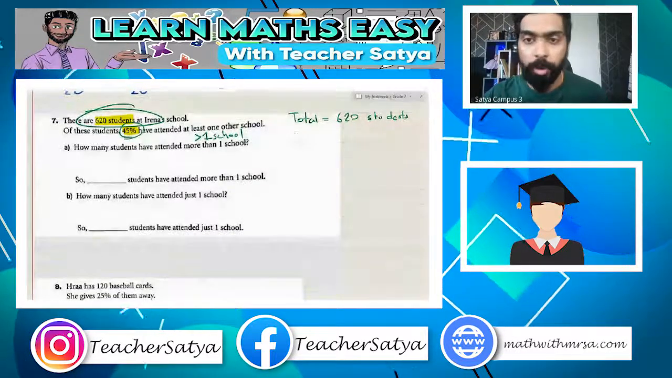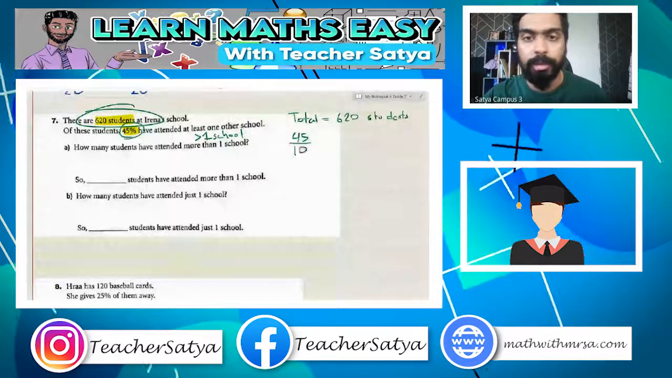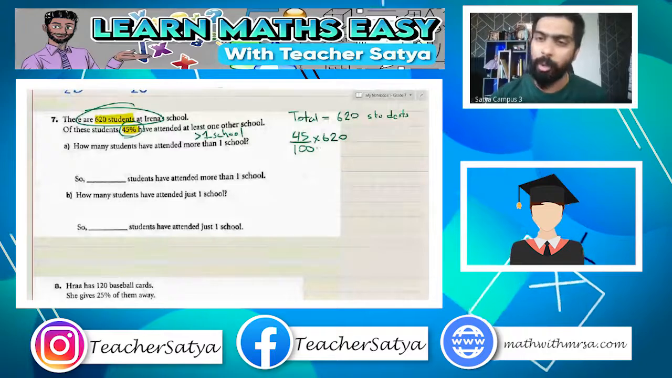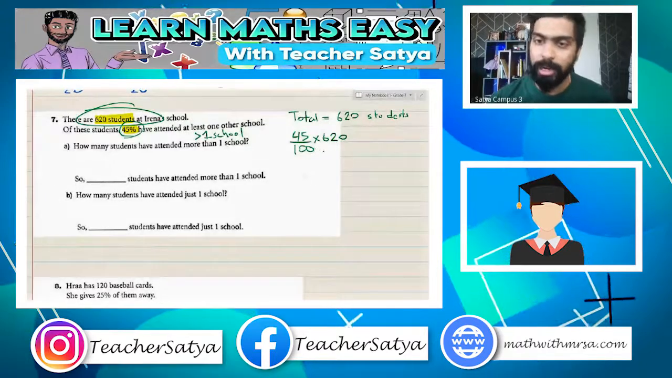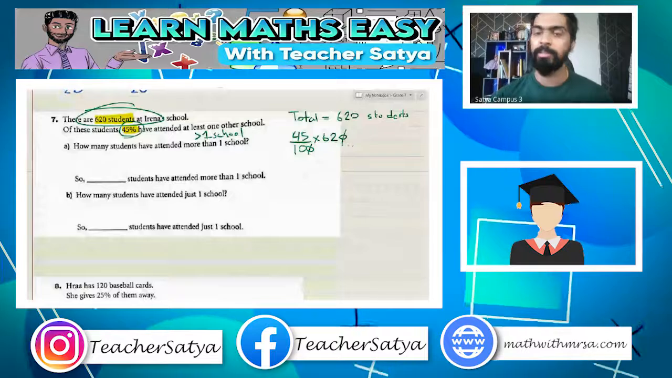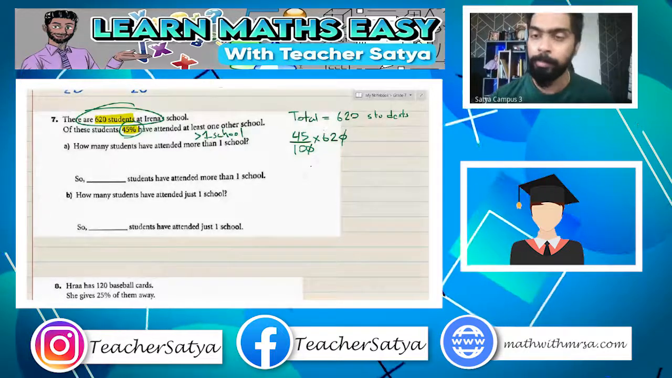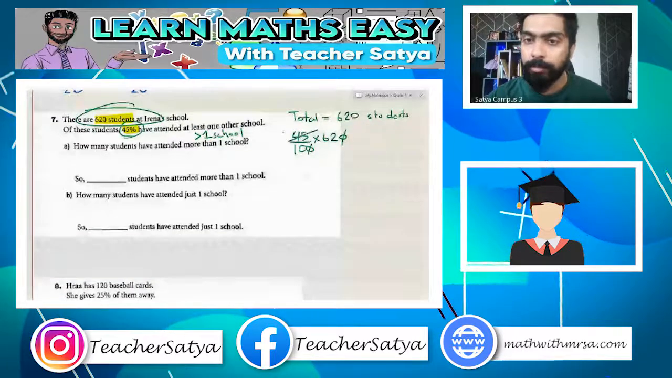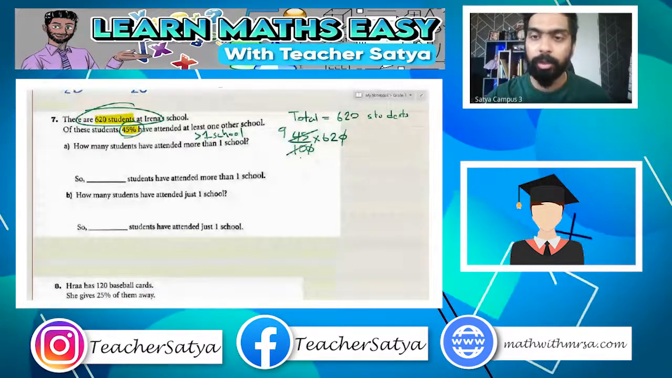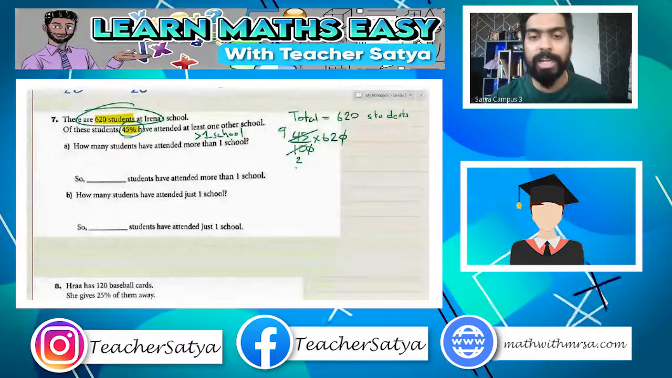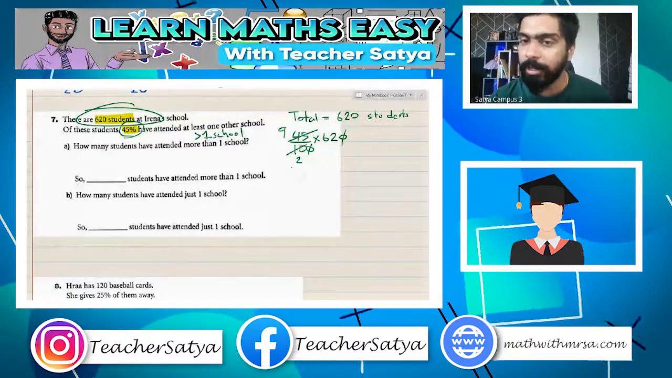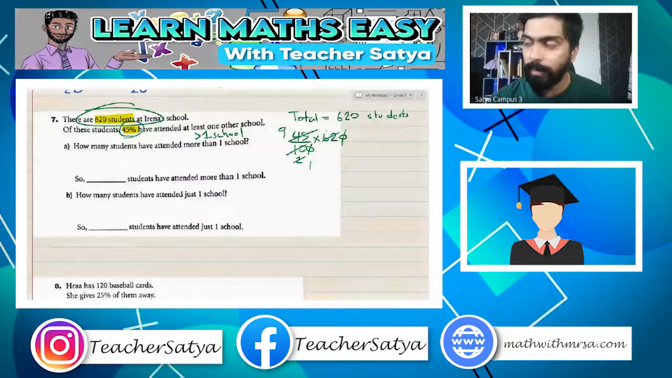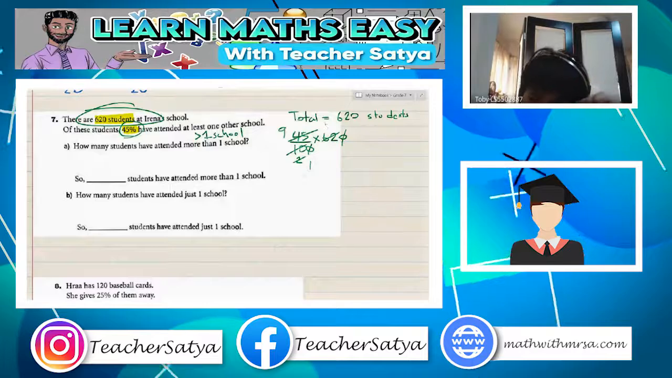So first, 45 over 100 multiplied with 620, right? All right, what can simplify? 0 and 0 can simplify, right? Now 45 and 10 we can divide by 5. 45 will change to 9 and 10 will change to 2. Now what else can simplify? Toby, what can simplify? 2 will change to 1, and 62 will change to 31.